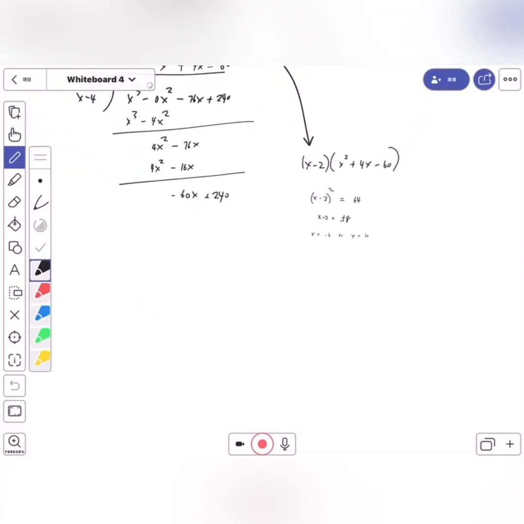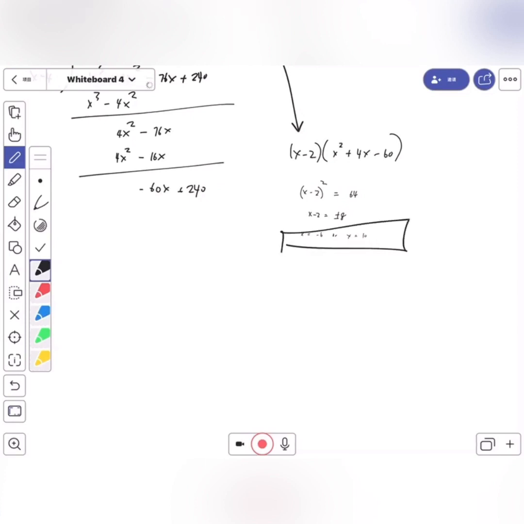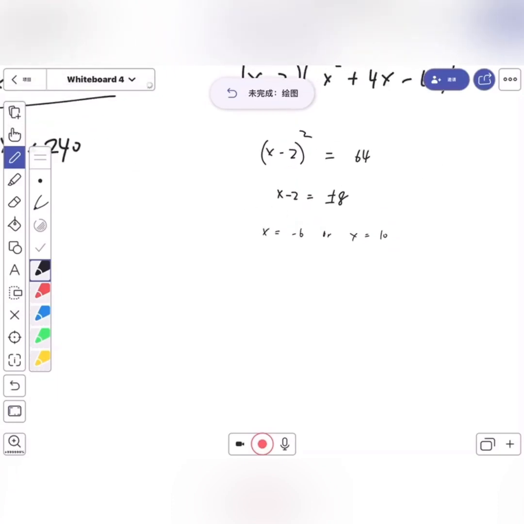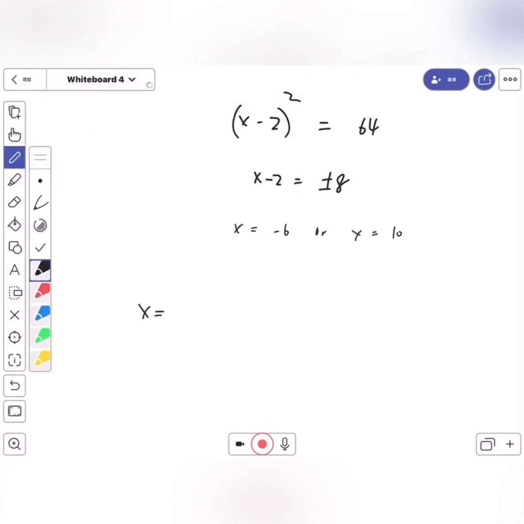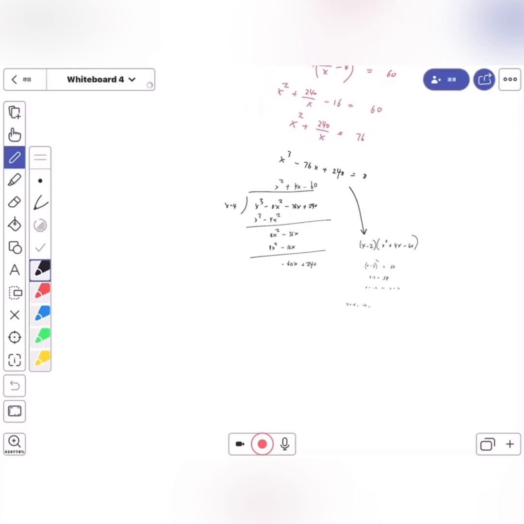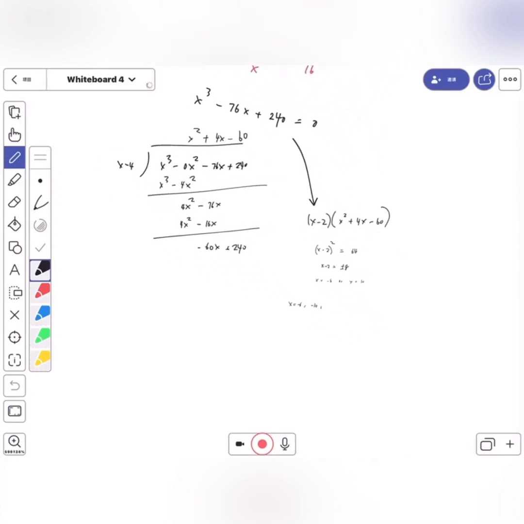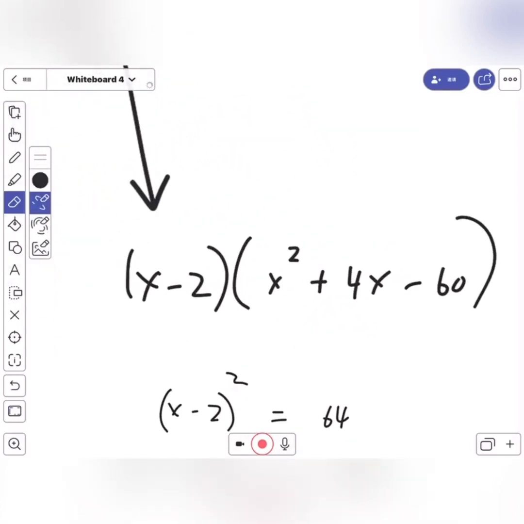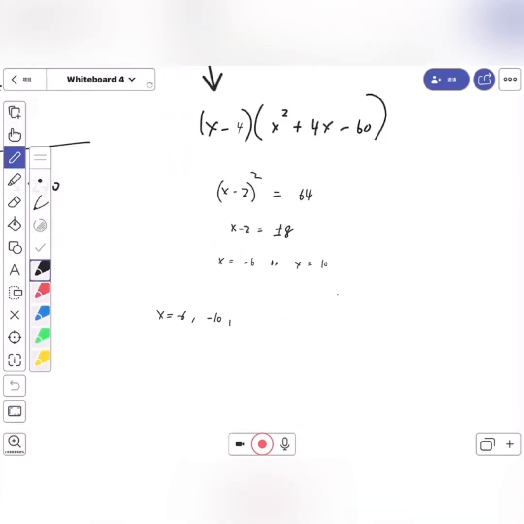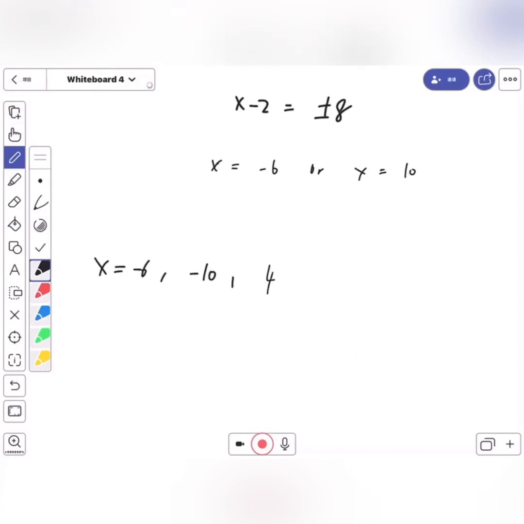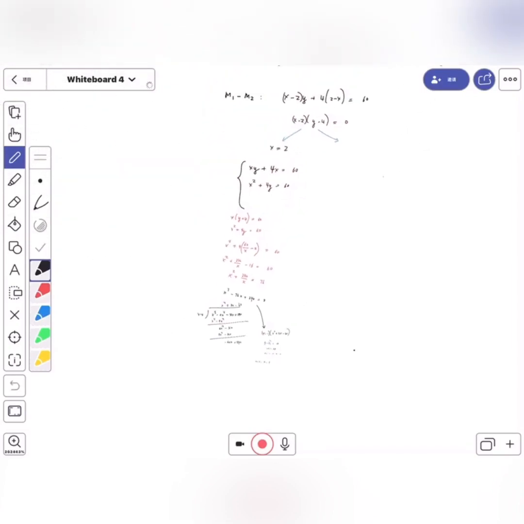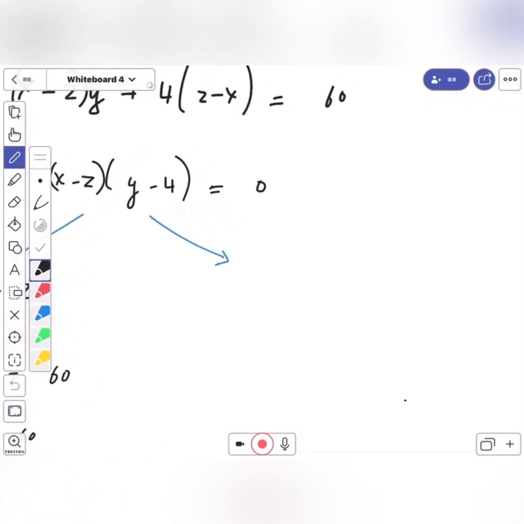So in this case, we have these two equations, but we're going to find all the possible values of x. So for the first case, x is equal to 6 or negative 10, and don't forget that in the beginning we got one of the solutions, which is 4. Wait, sorry, this one should be 4, not 2. So we have these three. Now let's just look at the second case, when y is equal to 4.